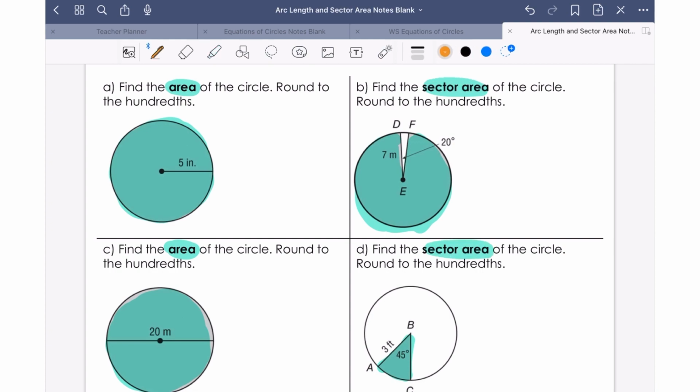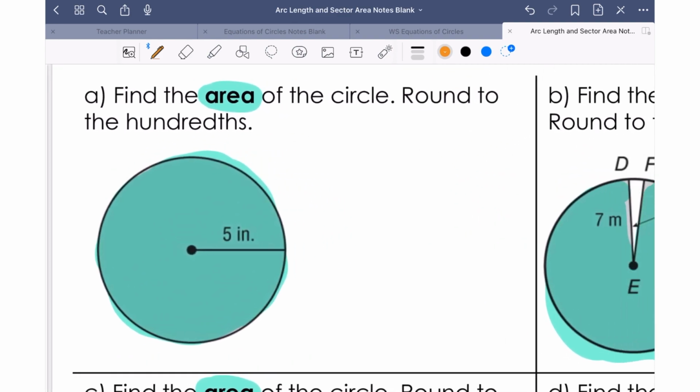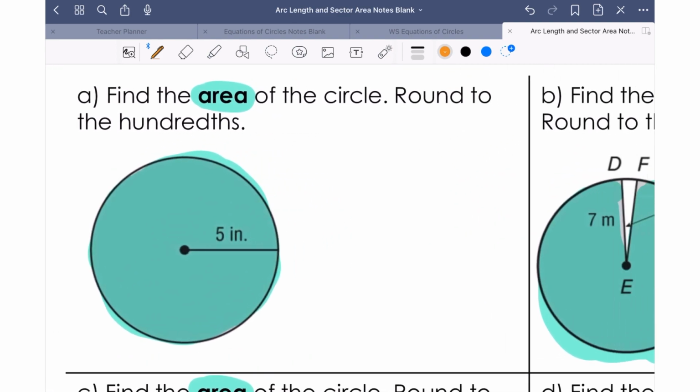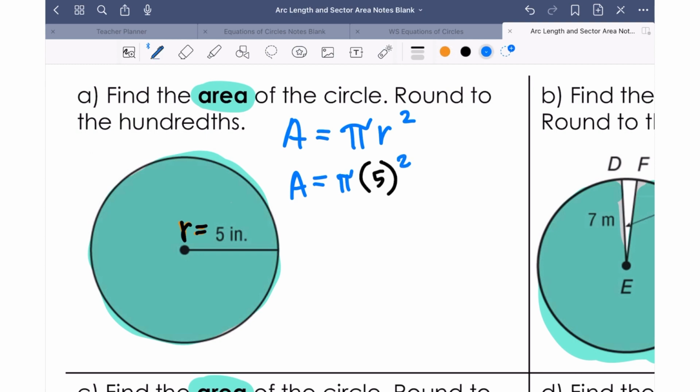Let's write our formula. So for this first one, we're going to find the area of the whole circle with a radius of 5. Let me use another color. Radius equals 5. And my formula is pi r squared. Area of a 2D circle is pi r squared. And then we just plug it in. Your radius is 5, and then we square it. Squared, not square root, squared.